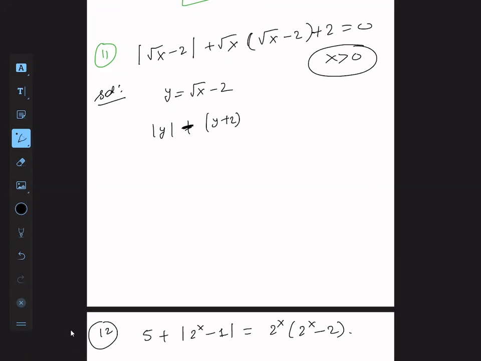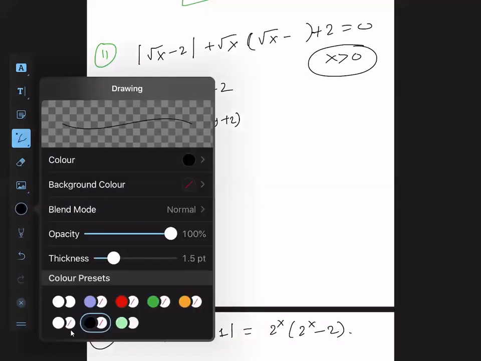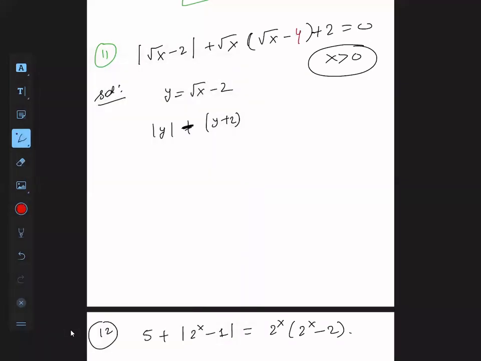I think there is some problem here. Please correct this problem. Here it is root x minus 4.